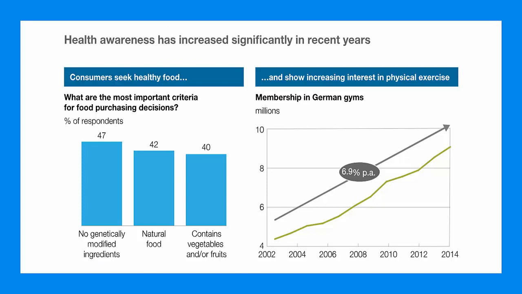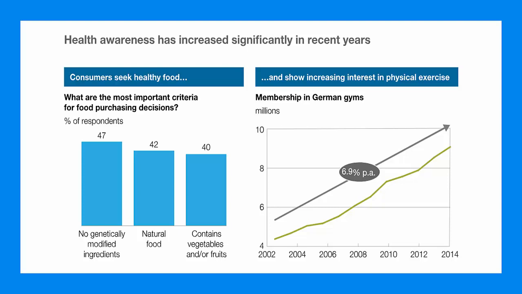Ironically, perhaps health awareness has increased in conjunction with the increased rates of obesity, especially in developed countries. And I suppose you could read this as a reaction against the increasing recognition that obesity is a problem. People in recent years especially are becoming more health aware and health conscious. You can see here on the left, consumers seek healthy food. What are the most important criteria for food purchasing decisions? This is from the percentage of respondents.